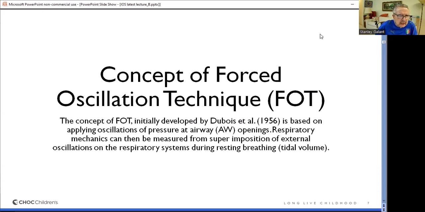What is oscillation technique? The concept of force oscillation, initially demonstrated by Dubois in Paris, is the concept of applying oscillation of sounds of pressure at the airway openings and the respiratory mechanics that then can be measured from the superimposition of an external oscillation on the respiratory system during resting breathing.